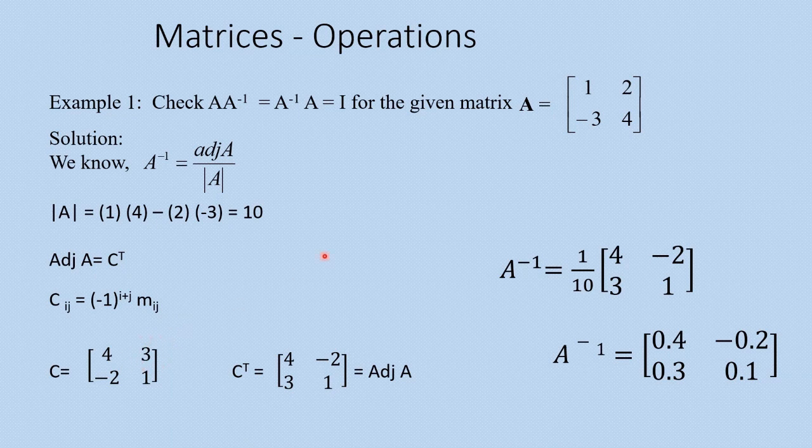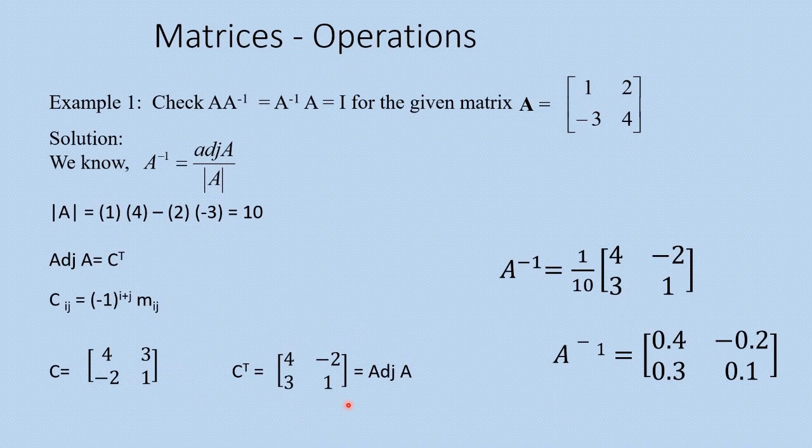For C21, M21 is this, deleting second row and first column, we get 2, and so C21 is minus 1 to the power 2 plus 1 equals 3 times 2, equal minus 2. For C22, M22 is this, deleting second row and second column, we get 1, and so C22 is minus 1 to the power 2 plus 2 equals 4 times 1, equal 1. We get C is equal to 4, 3, minus 2, 1. C transpose is interchanging row and column. This row 4, 3 is written as column 4, 3 and this row minus 2, 1 is written as column minus 2, 1.